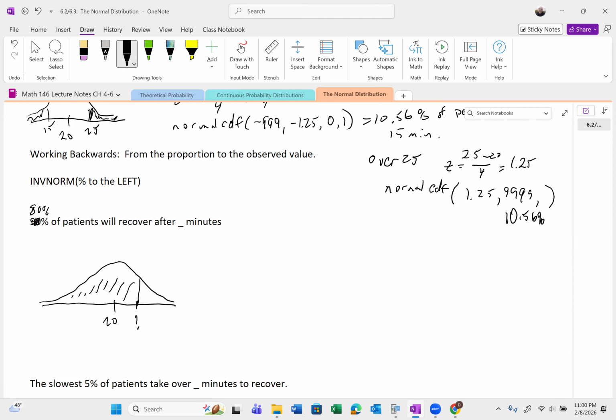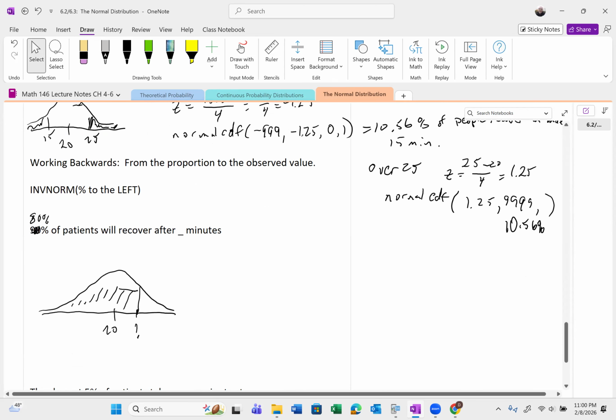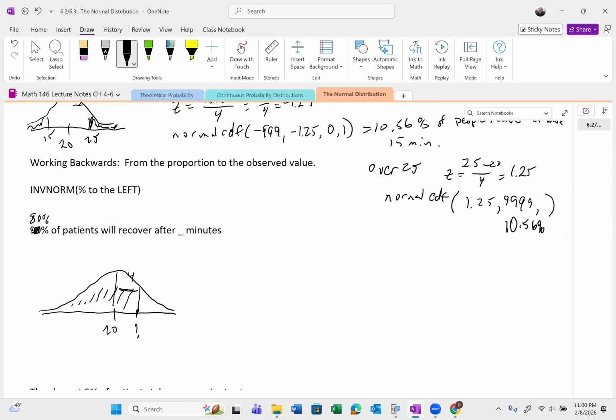I know that the mean is 20 and the standard deviation was 4. And so the difference now here is I'm given the percentage and I want to work backwards. And we do that with the inverse norm. It was in that same spot that we saw the other one. I want to do inverse norm to get the z-score. And you have to give it the percentage of values to the left, and it will spit out the z-score that you're looking for.